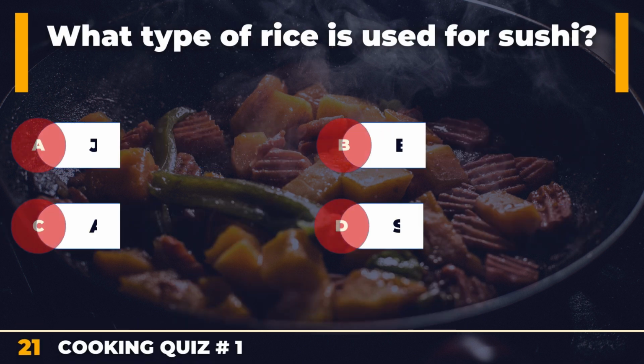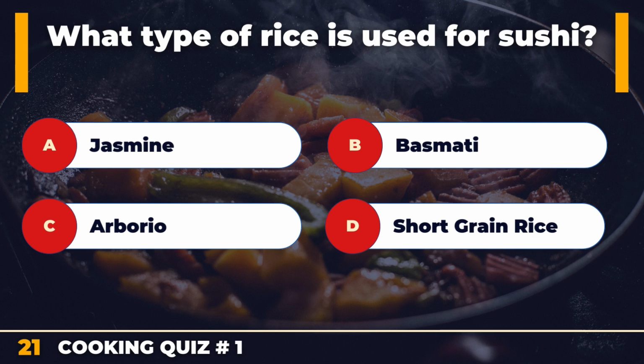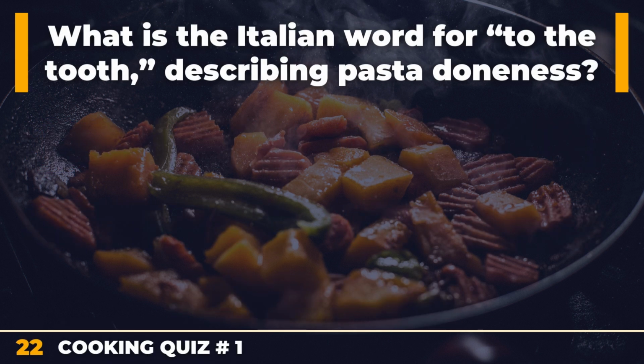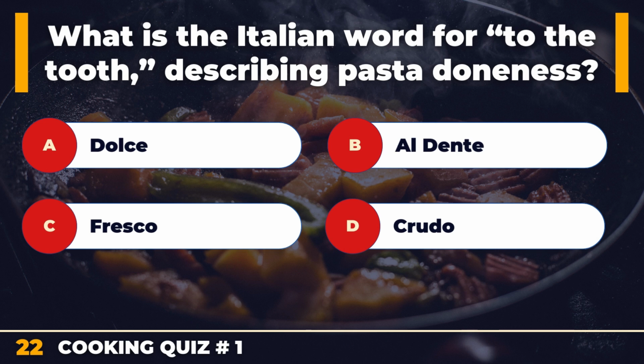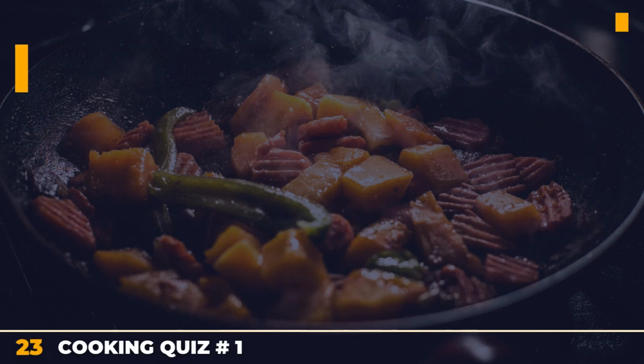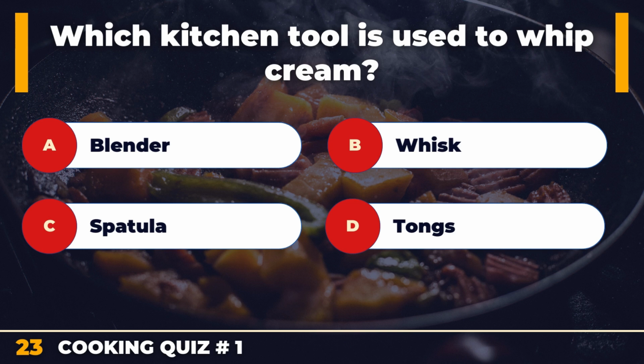Which type of rice is used for sushi? Short grain rice. What is the Italian word for 'to the tooth', describing pasta doneness? Option B. 2 more to go. Which kitchen tool is used to whip cream? Whisk.